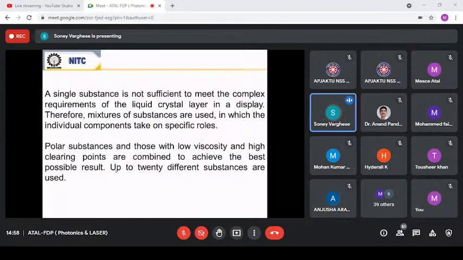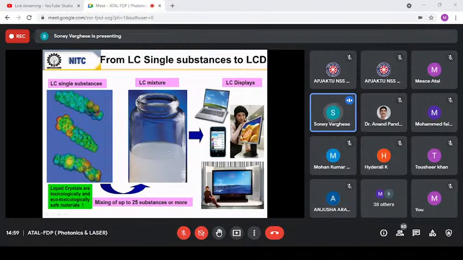So you will have to blend different materials. A single substance will not be sufficient. So we have to make it as a mixture of different molecules. This is how the display industry works.